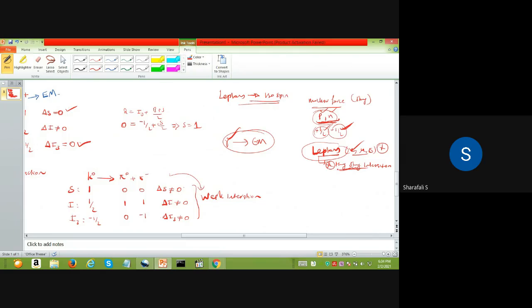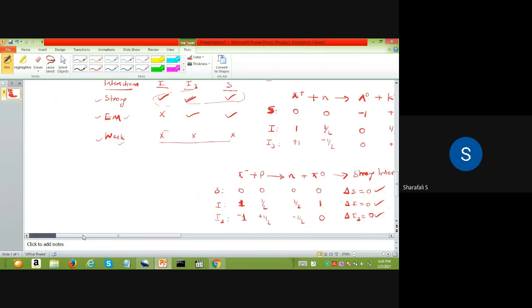There is another point. When you consider isospin, we already said that isospin will not be conserved in electromagnetic interaction, and it will not be conserved in weak interaction. Likewise, strangeness will not be conserved in weak interaction. So that's all about strangeness and isospin conservation, and determining the reaction type.